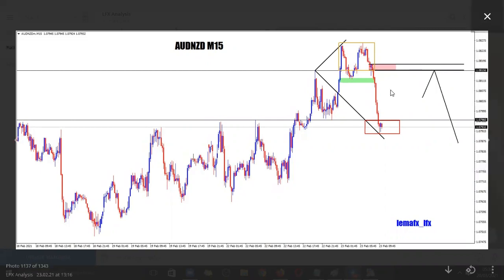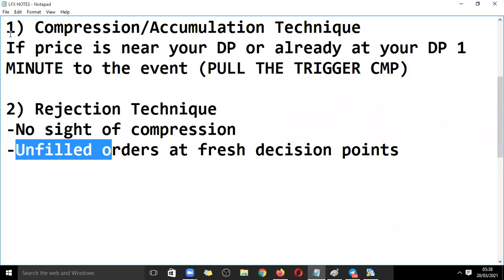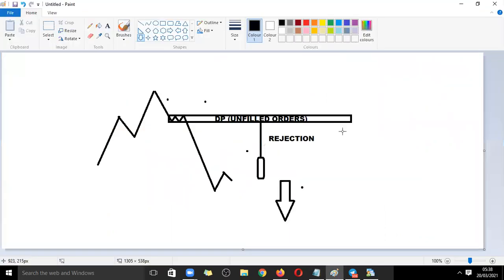So I think I've explained the two techniques, the compression technique and the rejection technique, very powerful techniques. And I believe this knowledge will help you in the future when you're approaching our fundamentals. Otherwise, I thank you guys for being attentive.